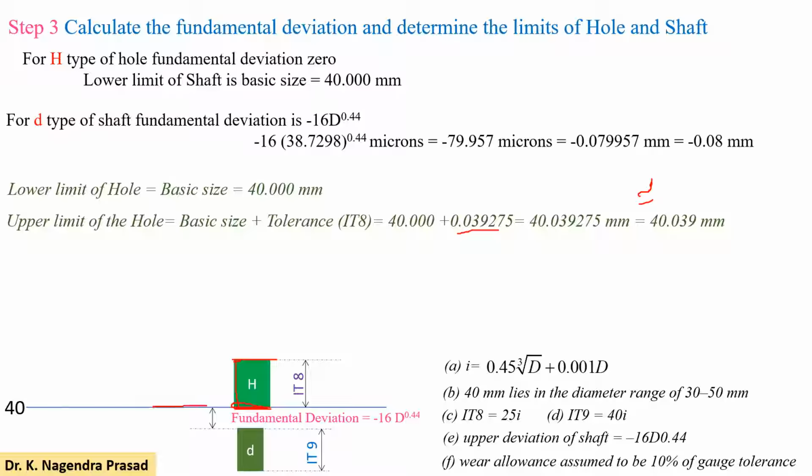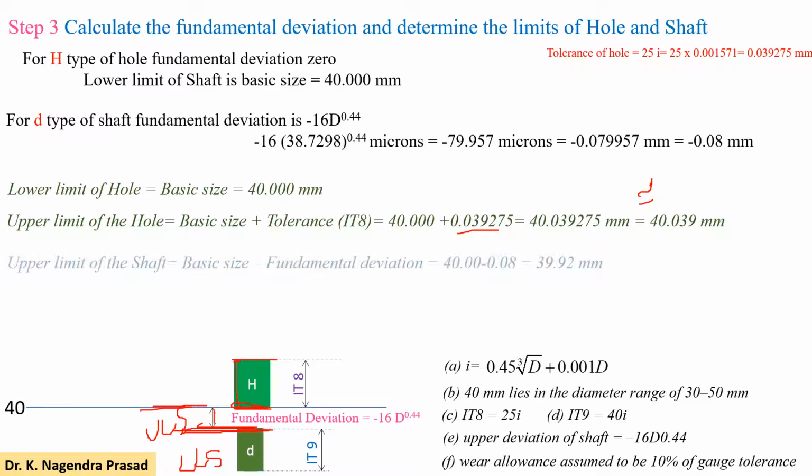So next we have to go for the shaft. This is the basic size and this is the fundamental deviation, and this is the upper limit of the shaft and this is the lower limit of the shaft. Then the upper limit of the shaft will become the basic size minus the fundamental deviation. The basic size is 40 mm and the fundamental deviation is nearly 0.08.